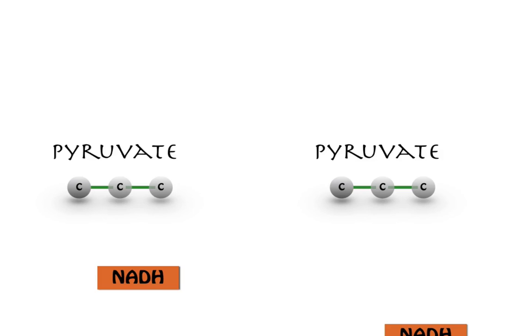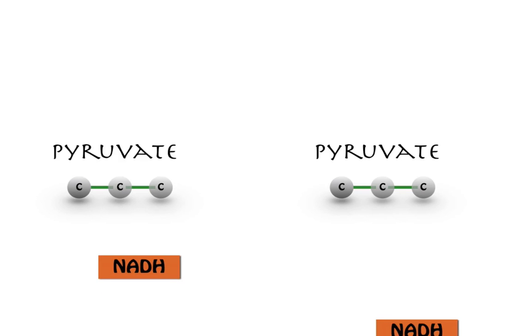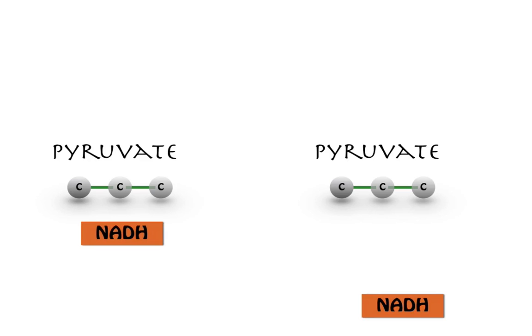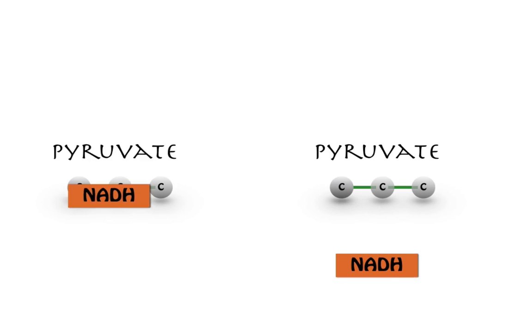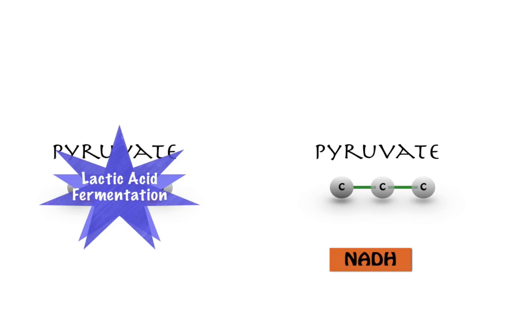So what exactly happens when we make pyruvate into lactic acid? I only have a limited amount of NAD plus, and without NAD plus, glycolysis doesn't happen. It doesn't make those precious ATPs. So I need to make more NAD plus. What will happen is pyruvate will take the hydrogen atom from NADH, because remember, it has nowhere to go. There's no oxygen in the ETC to accept that electron. It can't go into the mitochondria.